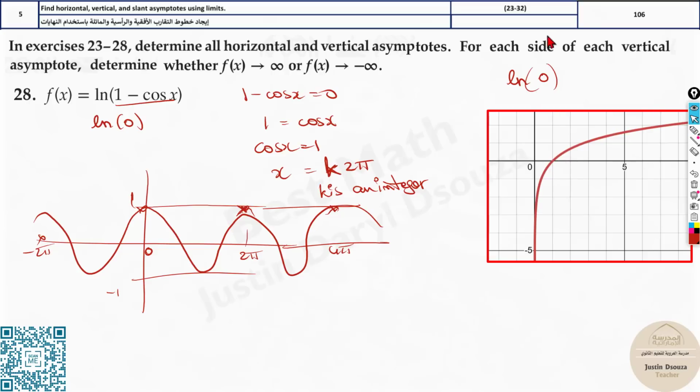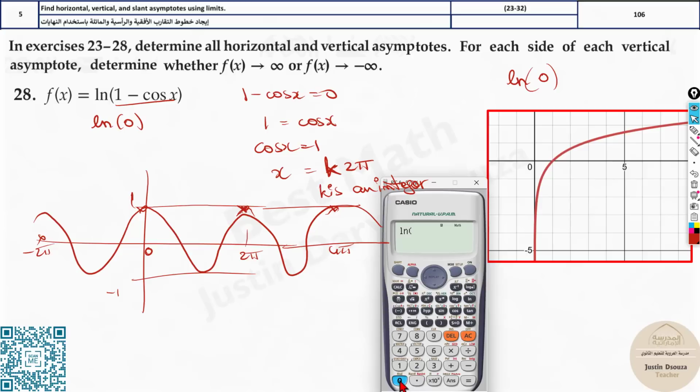We can check that in the calculator. See here, if you put ln 0, you get undefined. Why? Because it's an error. This is the natural logarithm graph, ln x graph, not this one. I'll show this graph in a while. Now, one more important thing is testing whether there is a horizontal asymptote or not.